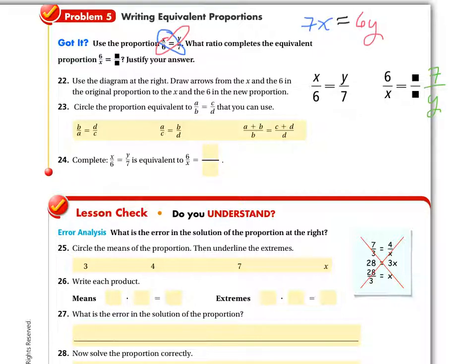And for number 23, I'm not going to ask you that. To me, it's a little bit more confusing. Well, which one does it match? I will never ask you that on a test. So suffice it to say that 7 over y should be our proper ratio.